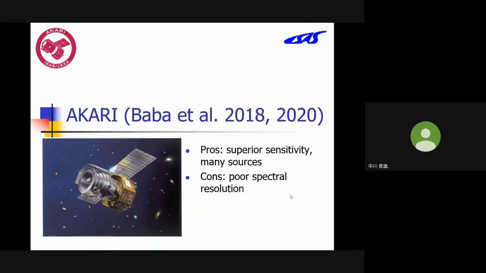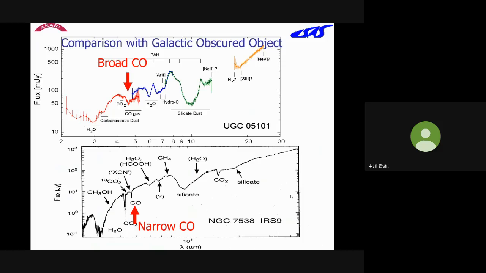To observe this, we use the AKARI satellite. One of the very big merits of AKARI is its superb sensitivity, so we can carry out survey-type observations of many sources. But unfortunately, the spectral resolution is not so good, so we can't resolve each rotational transition, but we can observe the P branch and R branch as a set. This is an example of an AKARI observation of one of the ULIRGs, called UGC 5101.